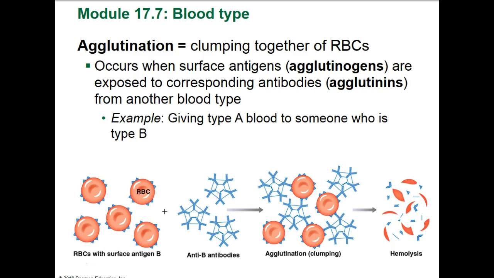So this shows you, here we have red blood cells with surface antigen B, and here we have anti-B antibodies. That means they're antibodies that react against the B antigen. Notice they bind together. It causes those cells to bind together and agglutinate or clump, and eventually they will be hemolyzed and broken apart and destroyed.